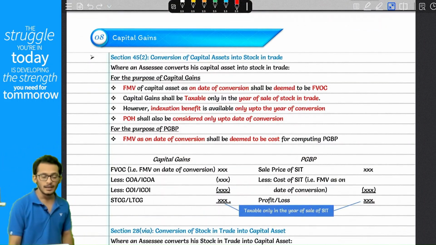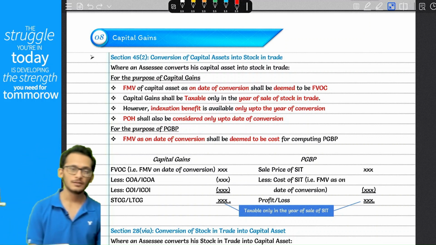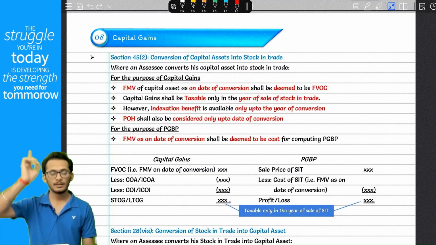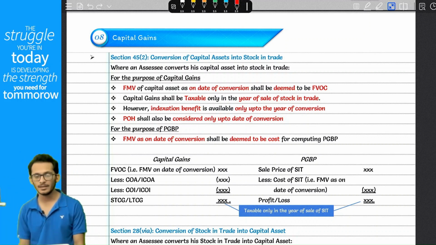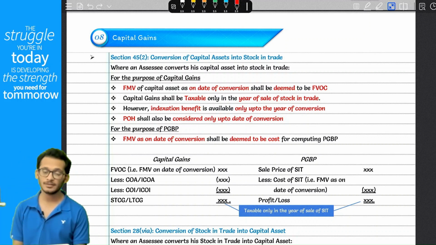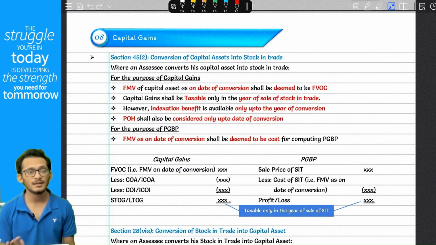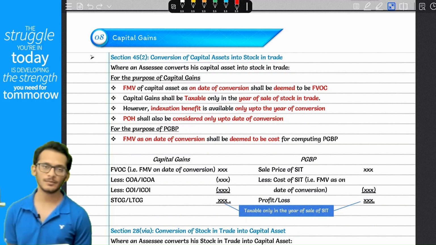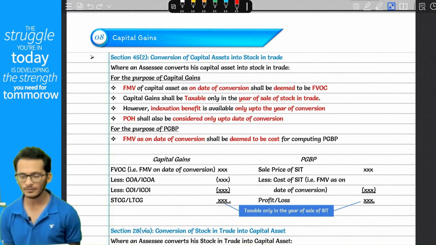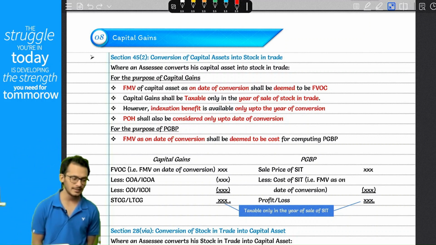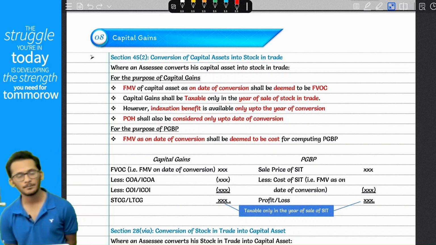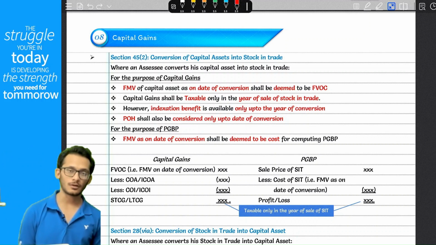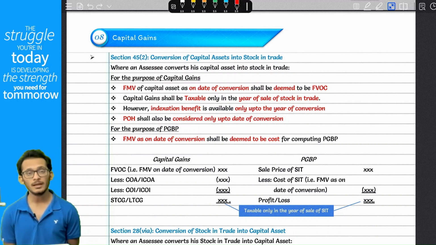Yes. Next, any kind of conversion of capital asset into stock and trade. Notice very carefully. First conversion should be capital asset. Second conversion should be a stock and trade. If you are going to convert a capital asset into stock and trade, on the date of conversion, whatever is the fair market value will become your full value of consideration under capital gains. So you will compute capital gains accordingly. The same fair market value will become the cost of acquisition for the stock, for the purpose of you to compute your PGBP.